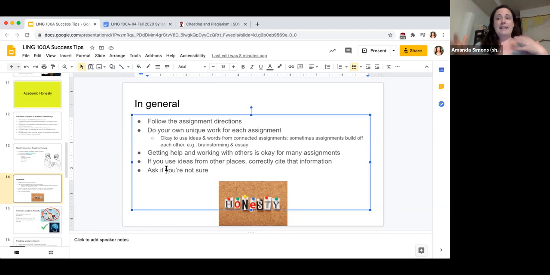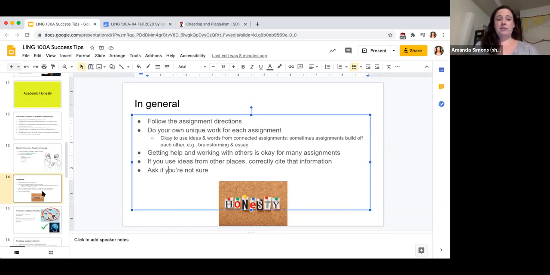And lastly, if you've been trying to think about whether or not something you're doing is an example of academic honesty and you're not sure, just ask. Your teacher will tell you whether or not something is allowed for the assignment, for the class, whatever you have questions about.